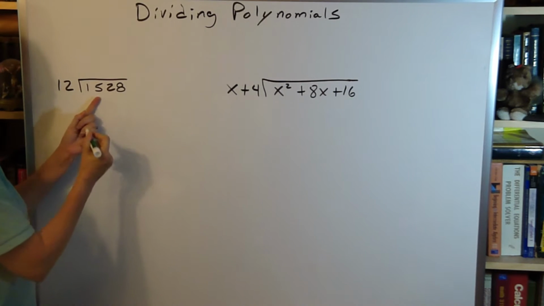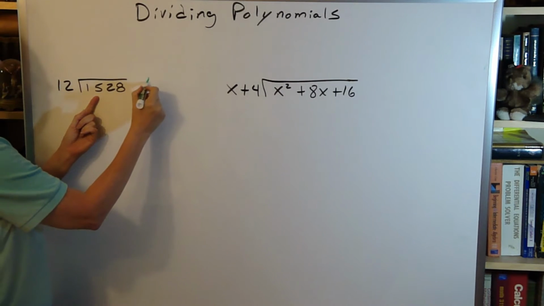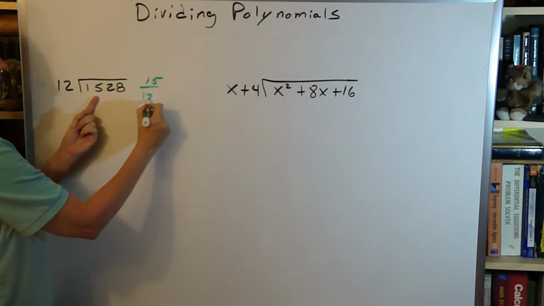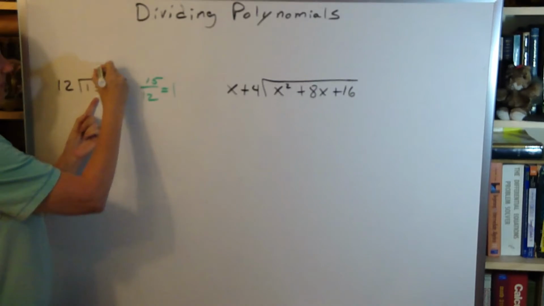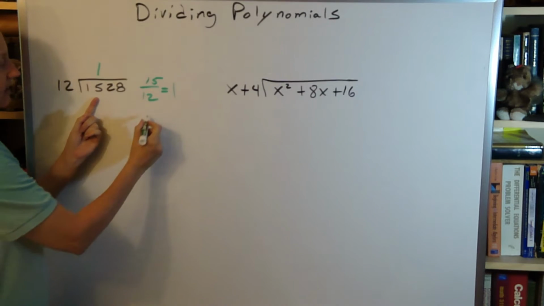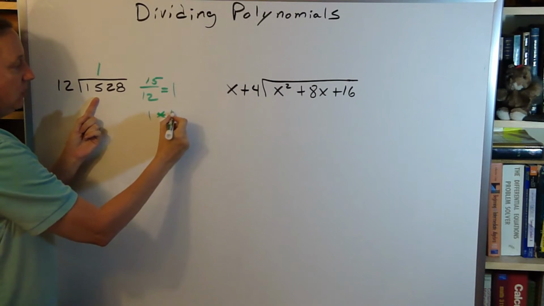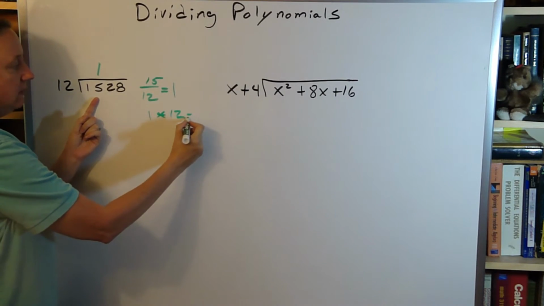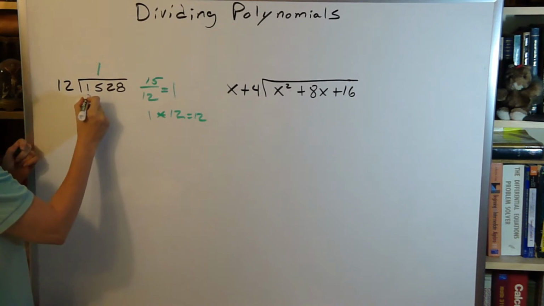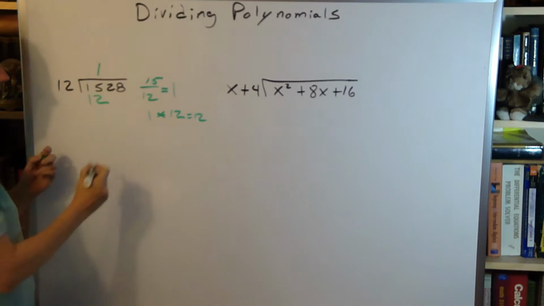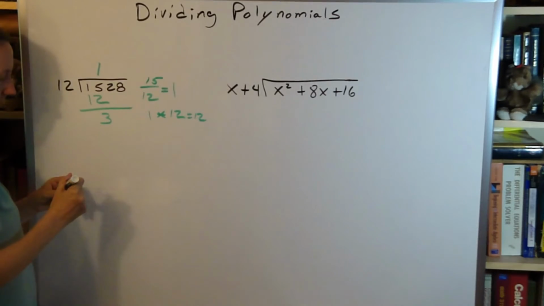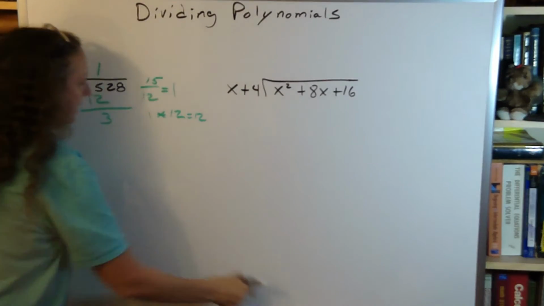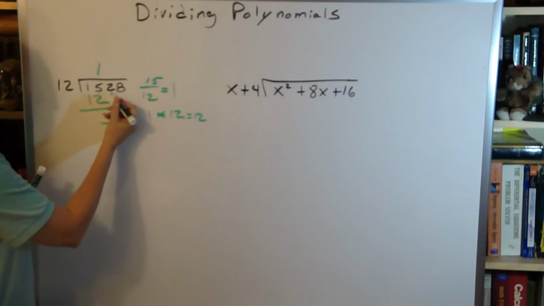So first thing I'm going to do here is I'm going to do my 15 divided by 12. I know that I can get 1 out of that, so I put the 1 above the 5. Then I take my 1 times the 12, and gives me 12. So I put the 12 below the 15, and I subtract. I get a 3 remainder. I carry down the 2 from up there.